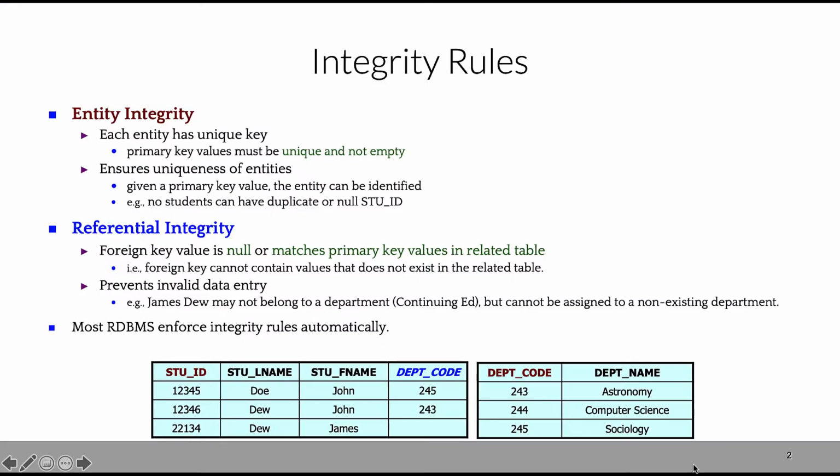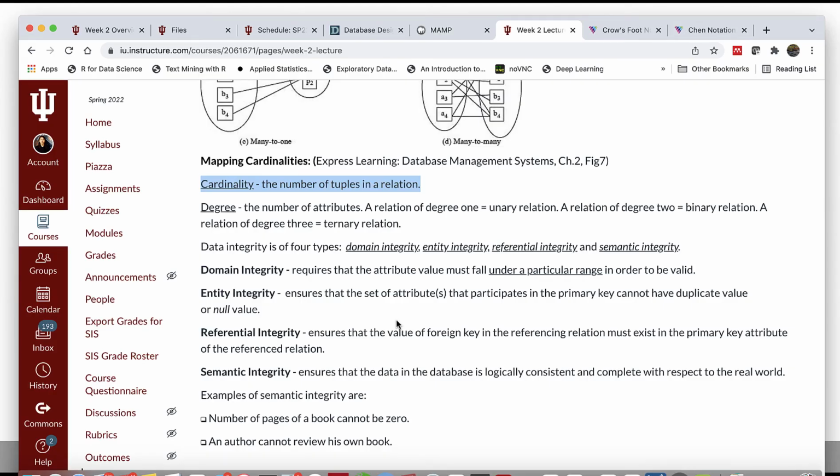Welcome back. Today's topic is integrity rules. Data integrity has 4 types: domain integrity, entity integrity, referential, and semantic integrity. For domain integrity, our attributes must fall under a particular range in order to be valid. Think of having an age attribute where the value is 0 or -1. So that will be a direct violation of domain integrity.